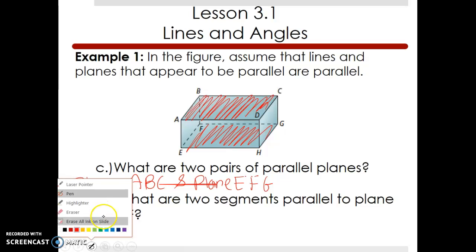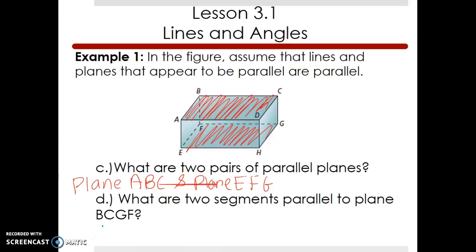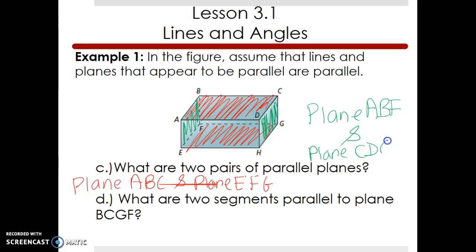We can also, I'm going to change my color, we can also pick the side ones. We can pick this one and that one, or you could have picked the front and the back. So the second one I'm going to write over here is plane ABF and plane CDG.